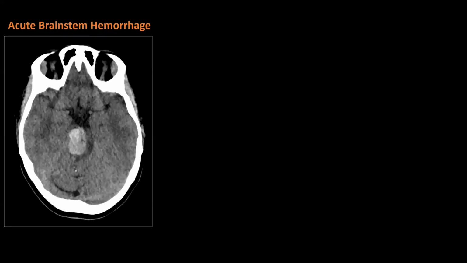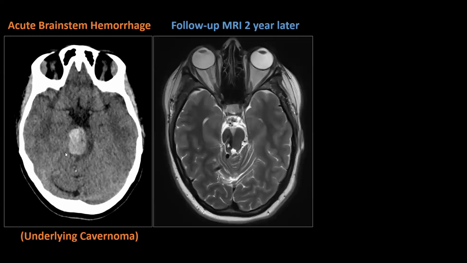Let's show you some pathology to illustrate anatomy. This was a patient with an acute brainstem hemorrhage. It was caused by a cavernoma, but that's not important now. On a follow-up MRI performed 2 years later, at the place of the previous hemorrhage, we see some tissue loss and hemosiderosis. But we also saw something else, and this was a new finding, not present on an MRI performed in the acute phase.